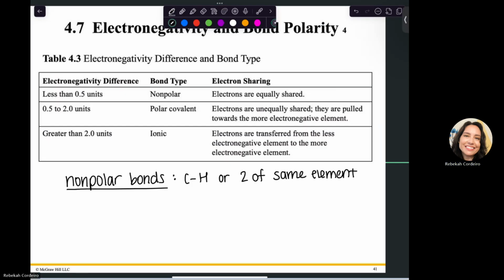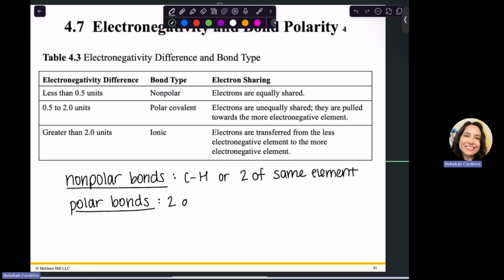That's it. And then a polar bond, the book is calling it polar covalent. I'll probably just say polar bond, is going to be two atoms of different elements bonded together, but not CH.